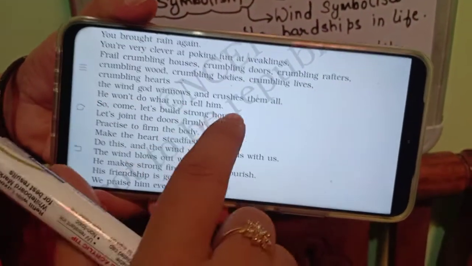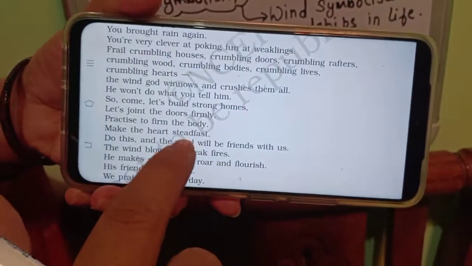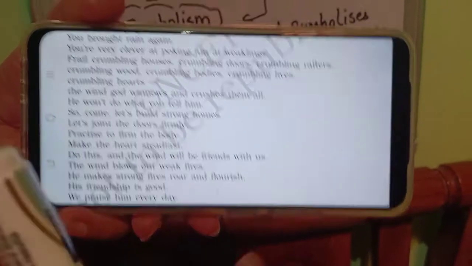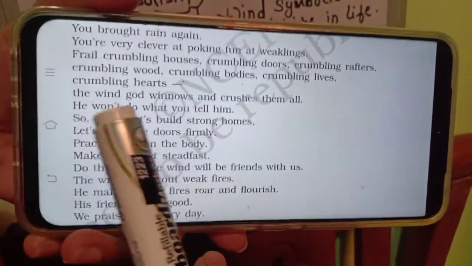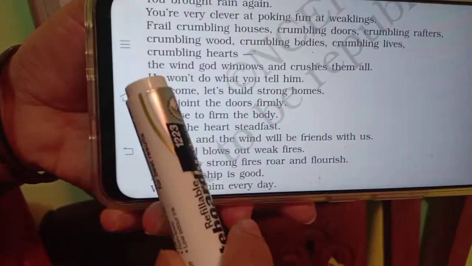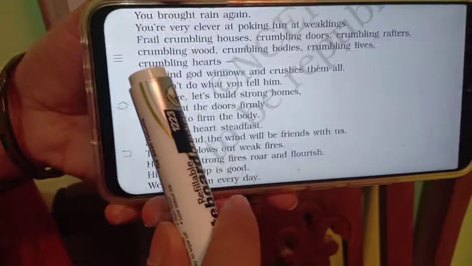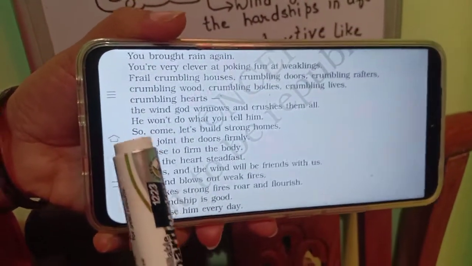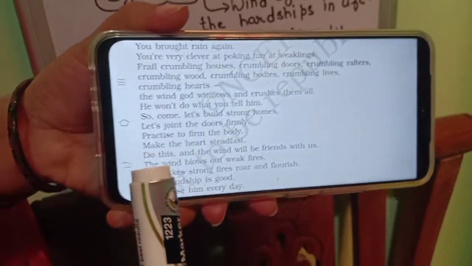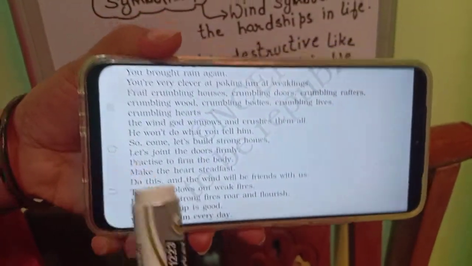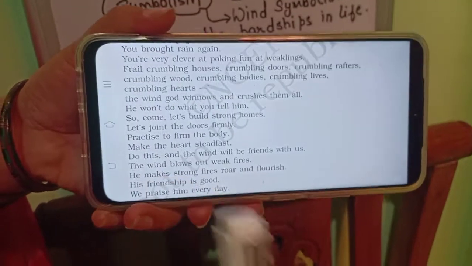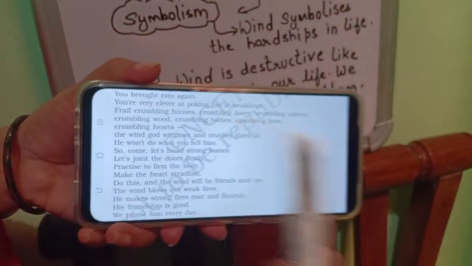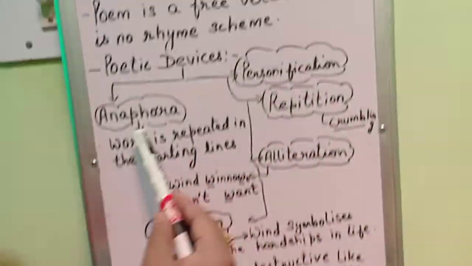So here is personification. If we ask you where the poet has used personification, you can write this line: he won't do what you tell him. With this word he we come to know that there is personification, means the wind is compared to a big, strong, destructive man. Okay, so here it is used as he. So here is personification.